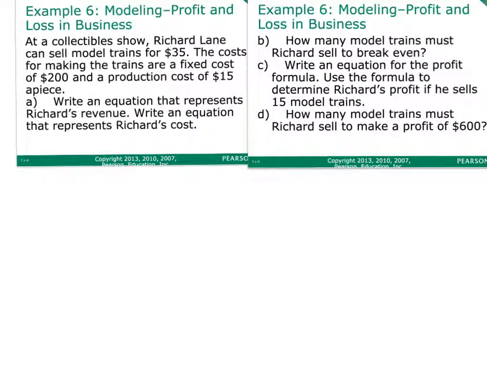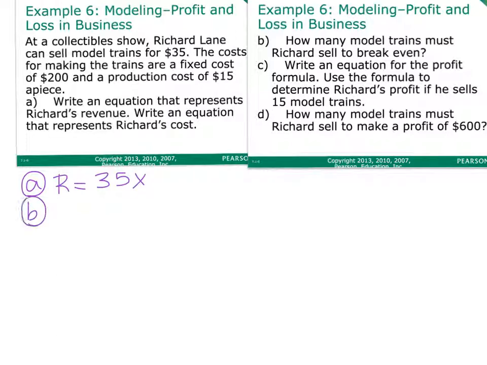Okay, so his revenue is going to be his total money brought in. And we're going to call revenue R. So Richard sells the trains for $35 apiece. So if he just sold one train, he'd only make $35. If he sold 2, he'd make 35 times 2, $70, and so on. So his revenue is going to be 35 times x, where x is the number of trains that he sold.